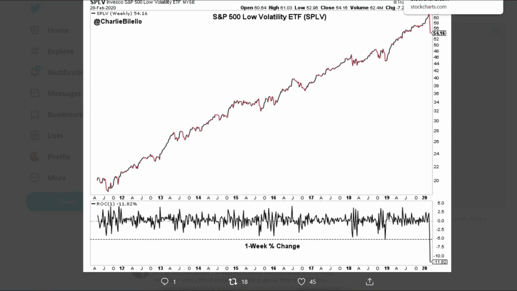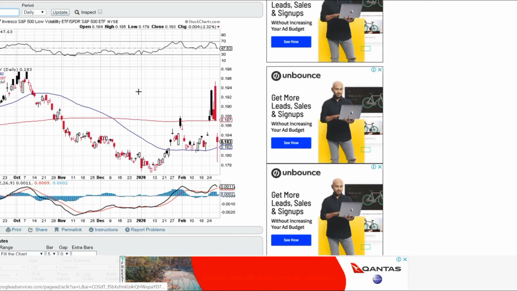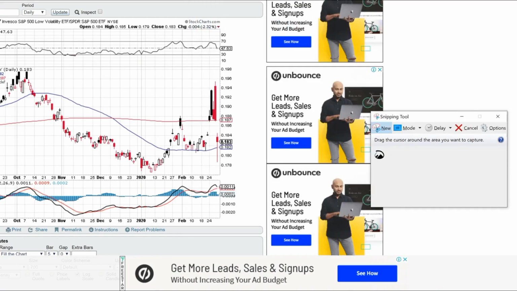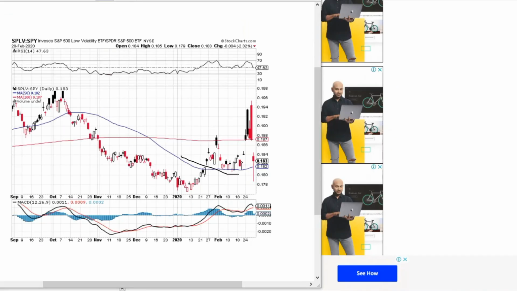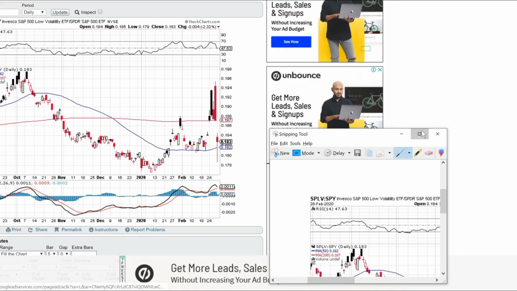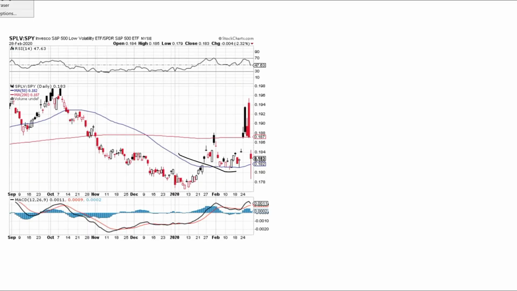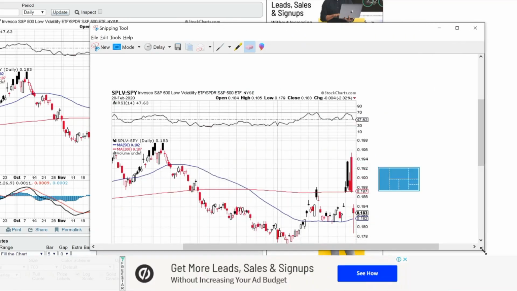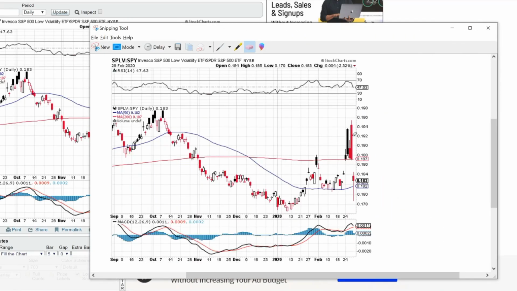I don't know if this is going to show up on the screen properly. How about we just take a snap of that and move it over a bit. Whoops. I'm making a bugger up of that. Anyway, I hate that stupid little Windows thing.